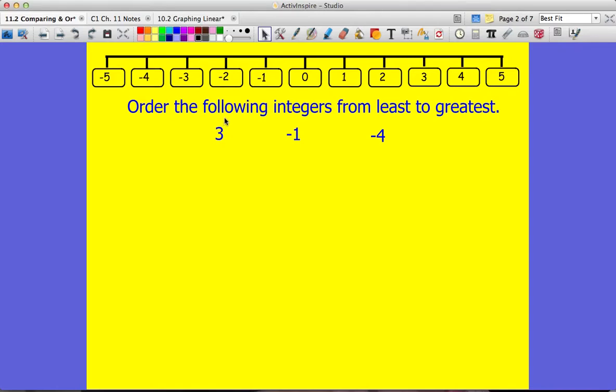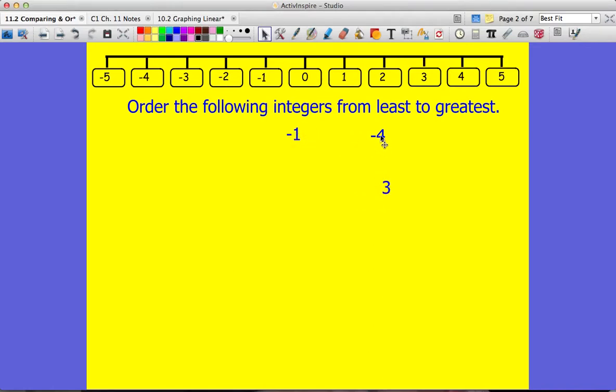So if we were going to order the following integers from least to greatest, we have to look at a number line and think of how far away the number is from 0, and is it positive or is it negative? All of your negative numbers should be your smaller numbers, and all of your positive numbers should be your bigger numbers. It's a little bit opposite because when you're talking about -4 and -1, those need to be your two smallest numbers because 3 is positive. So 3 has to be your greatest integer.